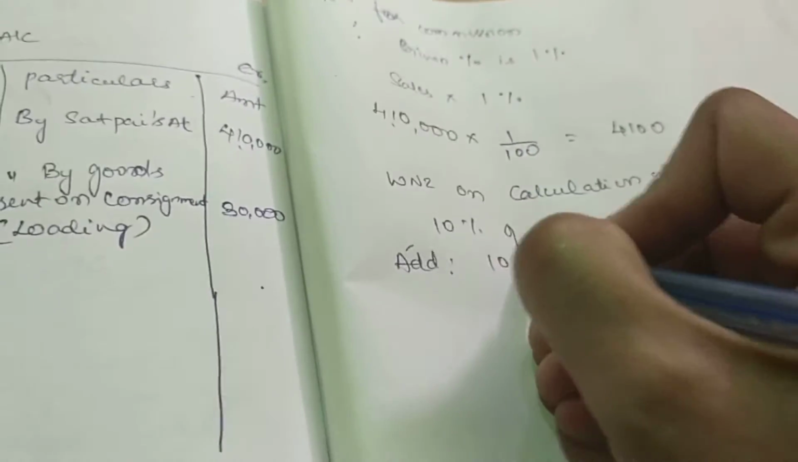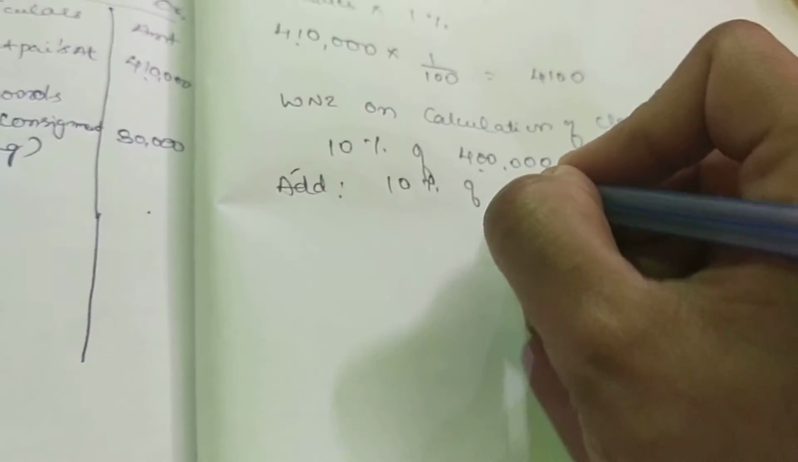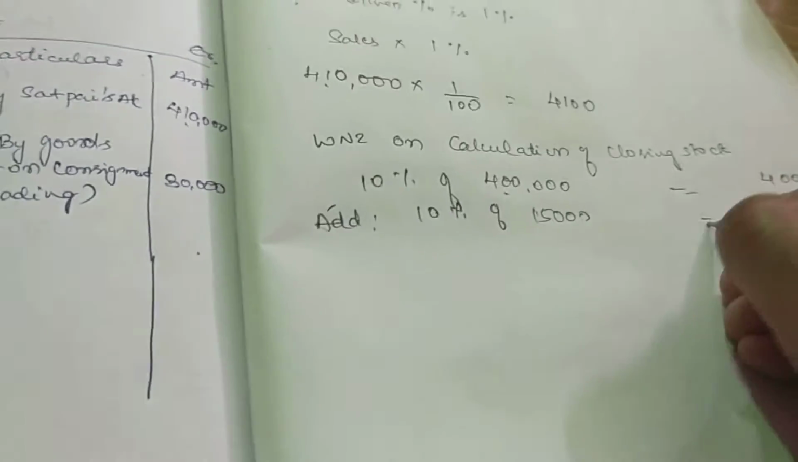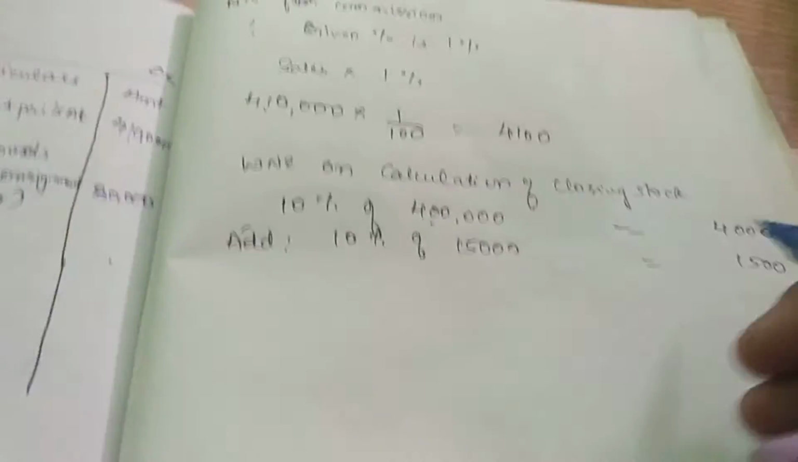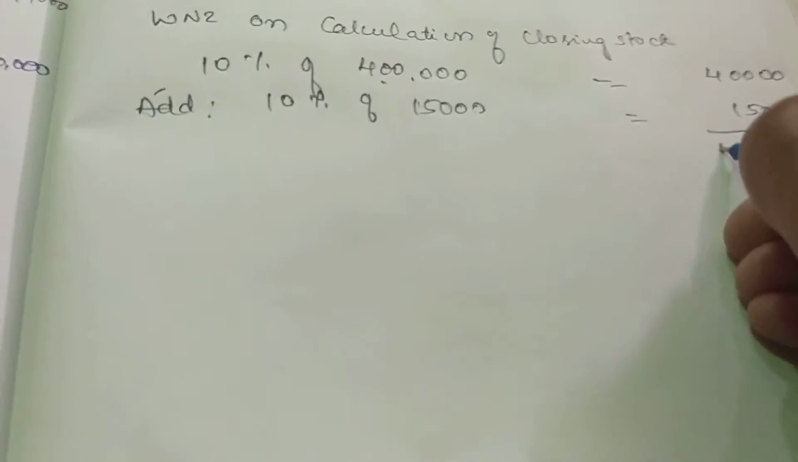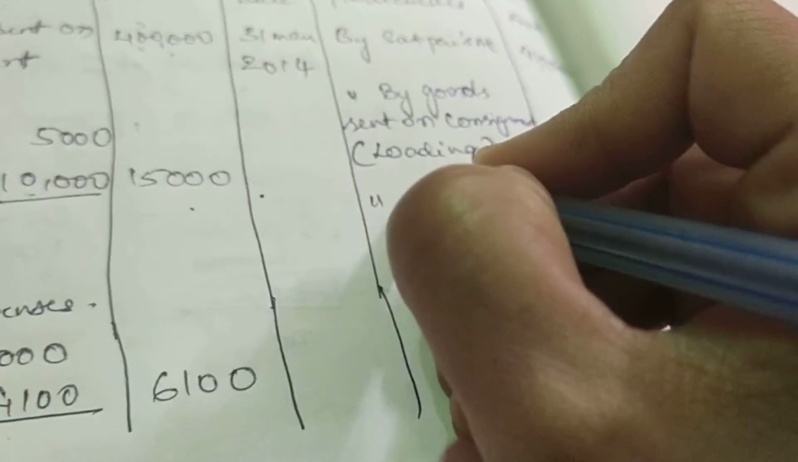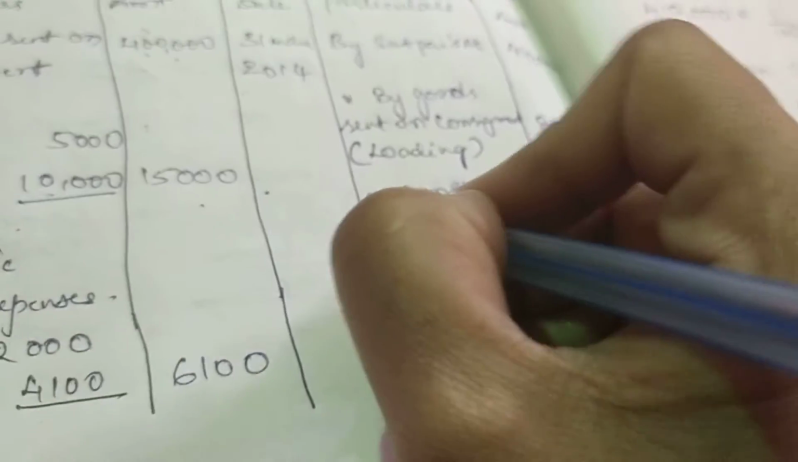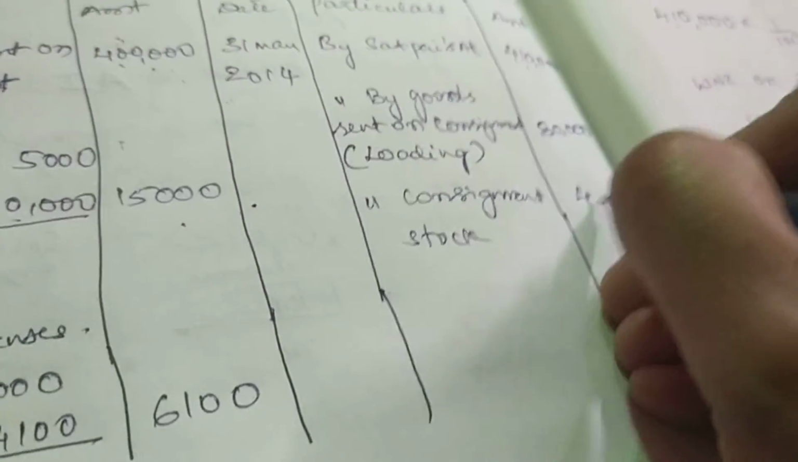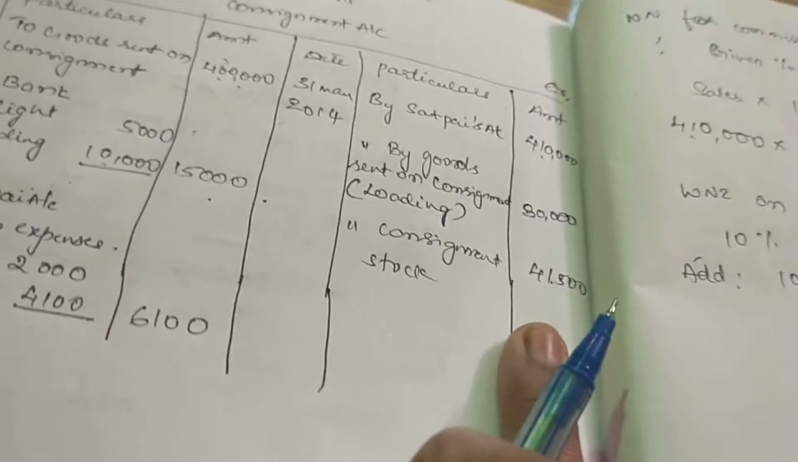So the 10% of the total amount of 15,000 is 1,500. So the total will be 41,500. The closing stock amount, the consignment stock, would be 41,500. This is also at invoice price. That means it is inclusive of profit.